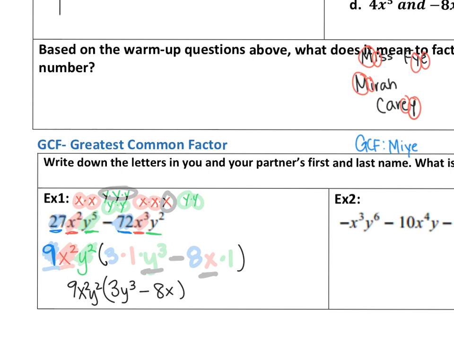A quick check is that remember that this is basically reversing the process of multiplying. So if you use your distributive property right now, you should get the exact same thing that we started with when we did this problem.